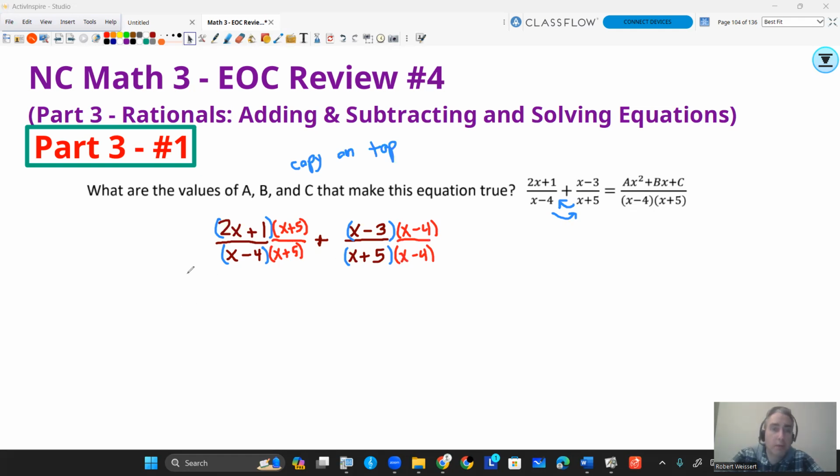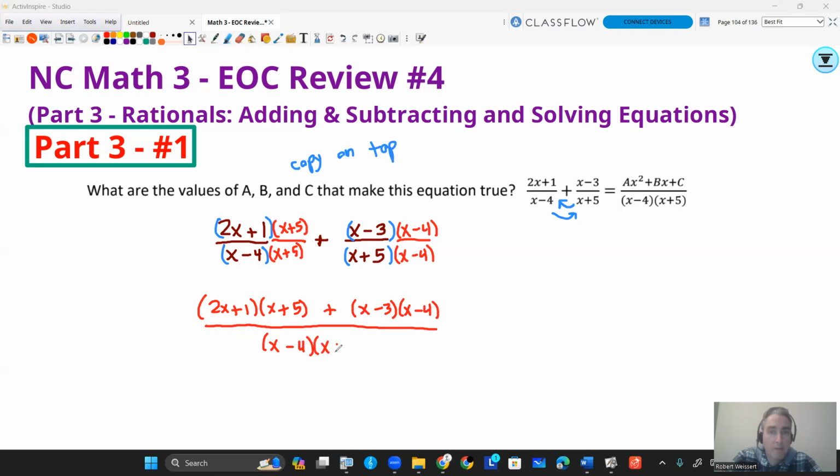So this expression, before I simplify it, would look like 2x plus 1 times x plus 5 plus x minus 3 times x minus 4. And we just write it over our denominator one time. So that's going to look like x minus 4 parentheses x plus 5. What we really want to do is get this simplified and find an expression that's just 3 terms.